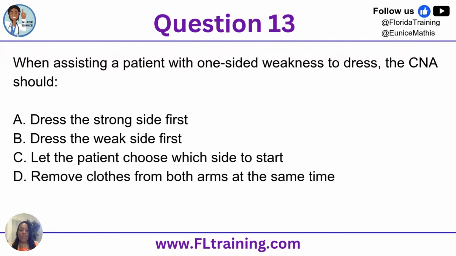Question 13. When assisting a patient with one-sided weakness to dress, the CNA should A, dress the strong side first, B, dress the weak side first, C, let the patient choose which side to start, or D, remove clothes from both arms at the same time.